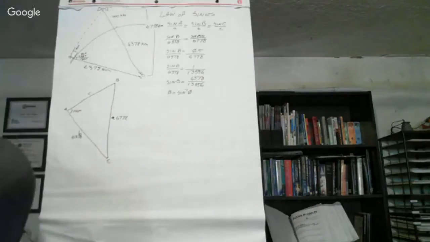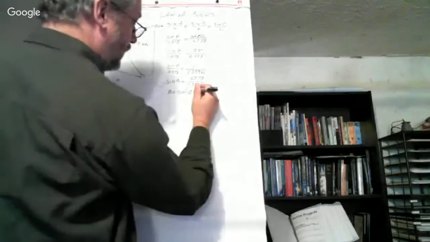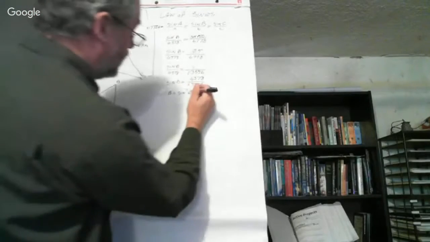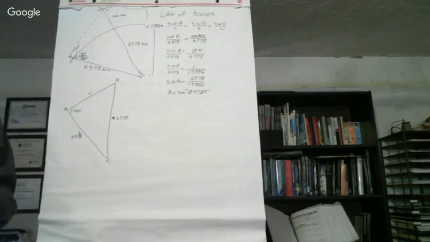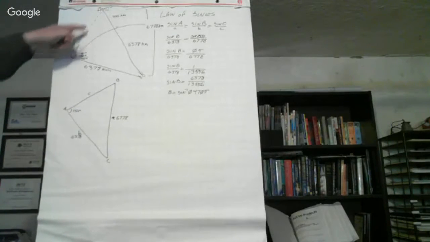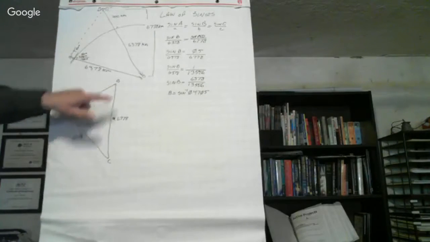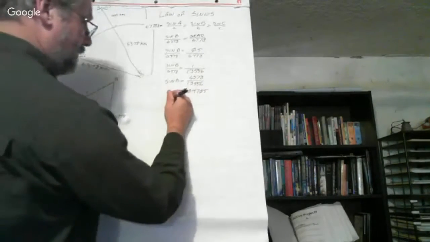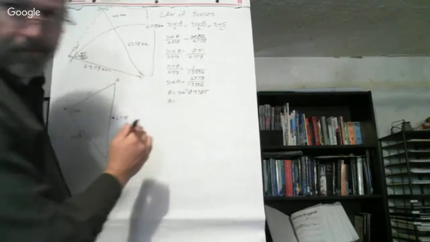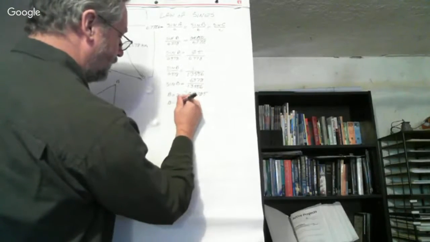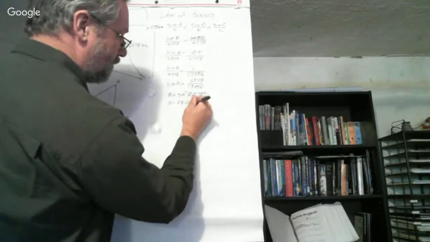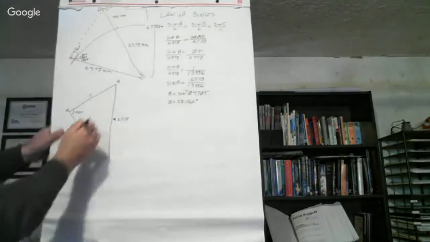0.4705. Can't read my writing. Well, let's plug that into a calculator, and we have the look down angle from ISS to here. In other words, we have this angle, we have B. Doing that math, we have B is equal to 28.066 degrees. So there you go.